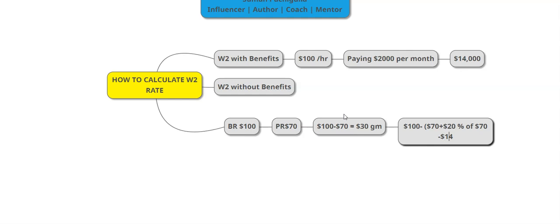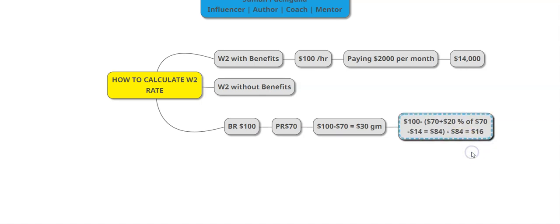Now, how much did it come to? Here we have $70 plus $14. So it is how much? It's $84. Now $100 minus $84. Excuse me for all this calculation here. And now the net margin is how much? 100 minus 84, how much is that? $16, right? So $16 is your net margin.